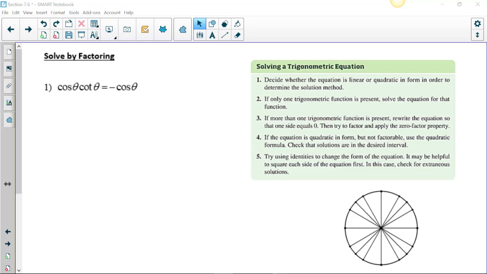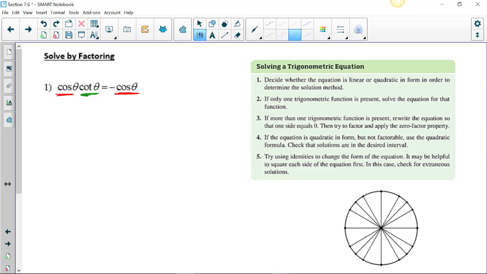Hello, welcome back. We're solving more trig equations. In this equation, I notice now that I have two different trig functions in the same equation. We have cosine theta on both sides, and then we have a cotangent theta.